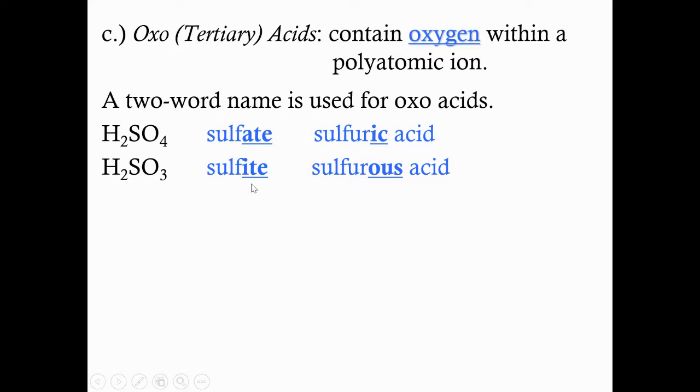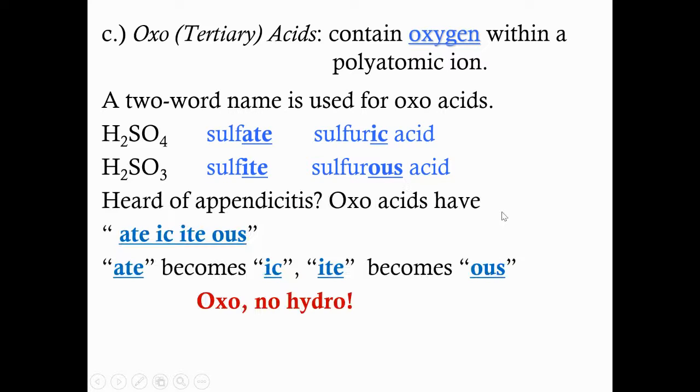H2SO3 contains the sulfite ion, but it's not called sulfite acid. It's called sulfurous acid. So to help remember this, I made up a fake disease. You heard of appendicitis? Well, I say that oxoacids have adic-itis. What does that mean? It means that if the ion ends in ate, the acid ends in ic, and if the ion ends in ite, the acid ends in us. So if you can remember adic-itis, that should help you name tertiary acids.